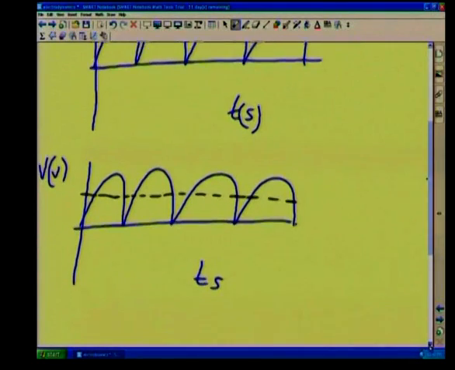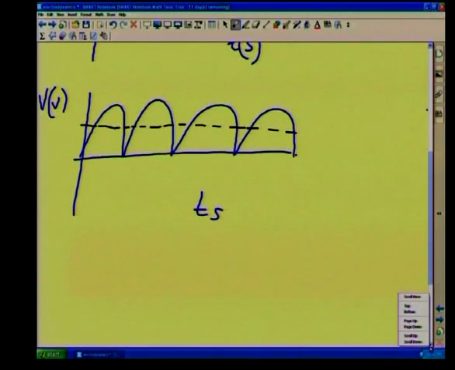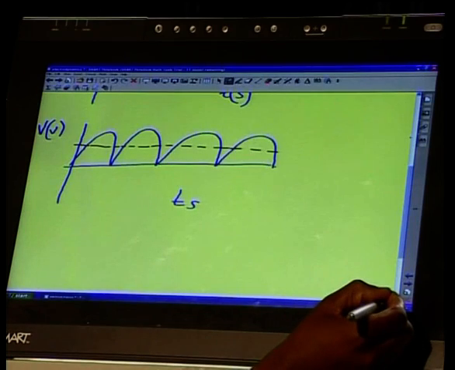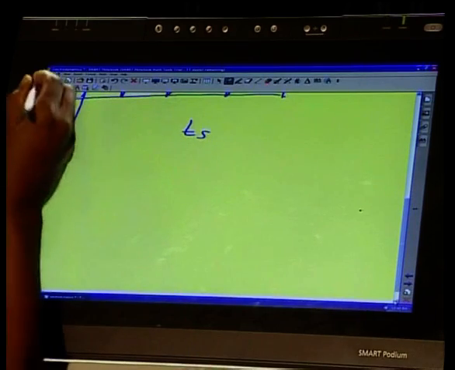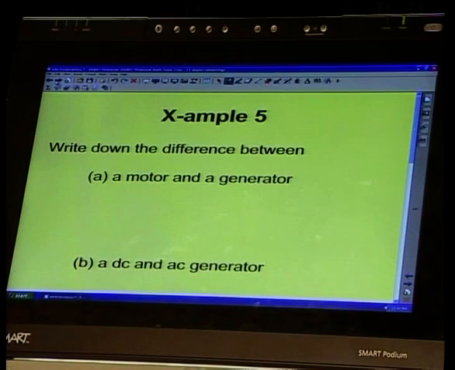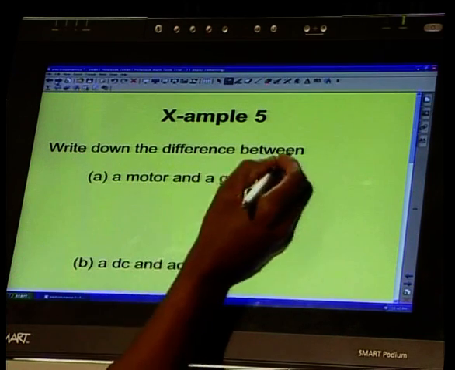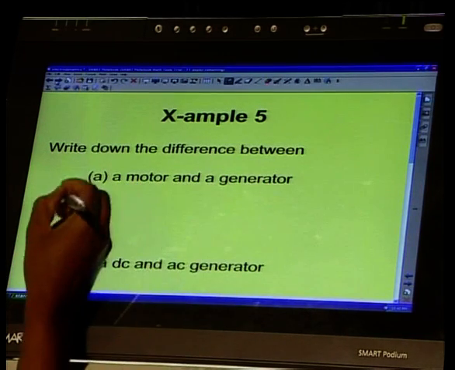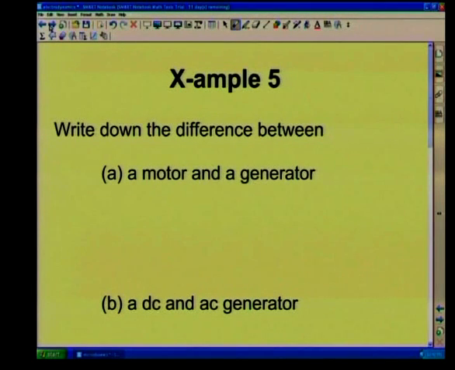Okay. Now, let's move on, and we are now going to look at example 5. Write down the difference between a motor and a generator. Here, you just define them actually. Okay, the first thing you say is that a motor is an electrical device.